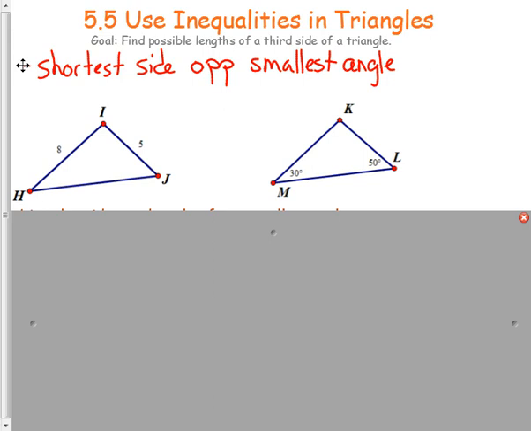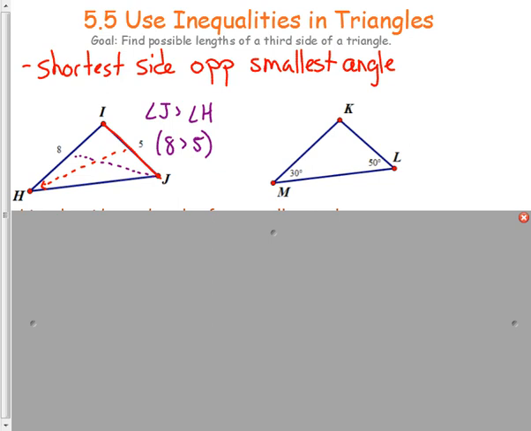So like on this first triangle, this side here, IJ, is opposite of H. And HI is opposite of J. Which angle is going to be larger? Well, which side is longer? 8 is greater than 5, so angle J is greater than angle H. Why? 8 is greater than 5.